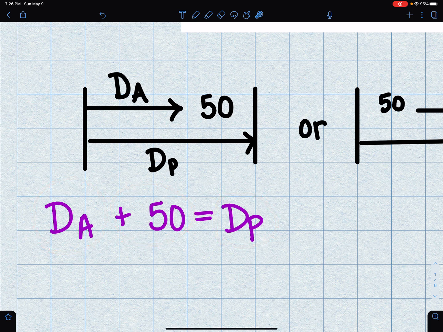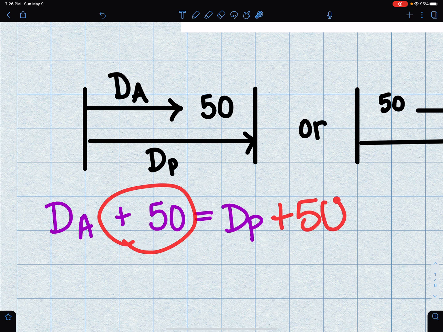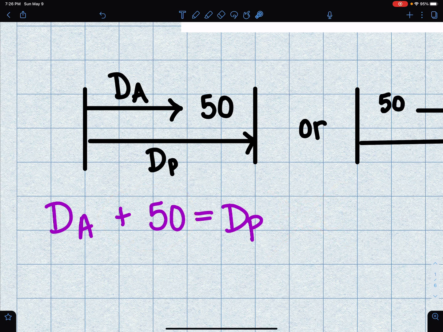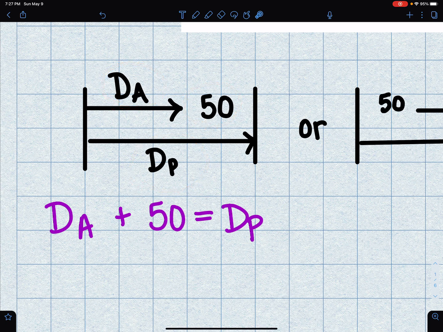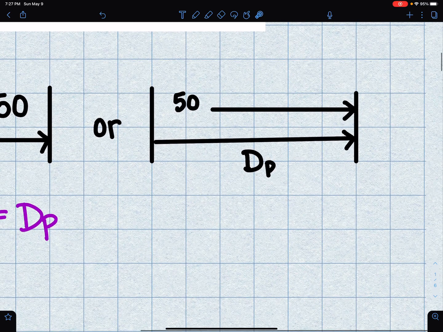And if you draw it out, then you'll never get it wrong, because what some people do wrong is they add that 50 to the wrong side. They might say, oh, dP went 50 further, so I'm going to put the 50 over here. No, that is wrong. If you draw the picture, then you can see that dA plus 50 is going to be equal to the distance that P went if the distance of P is further, right? So on this picture on the left, they both started from the same place, and distance P went 50 farther than A. Now let's look at this picture on the right.